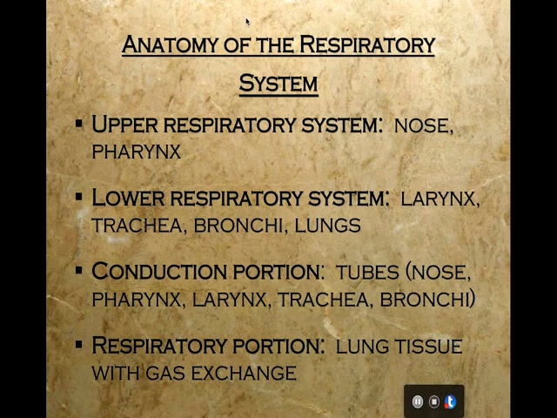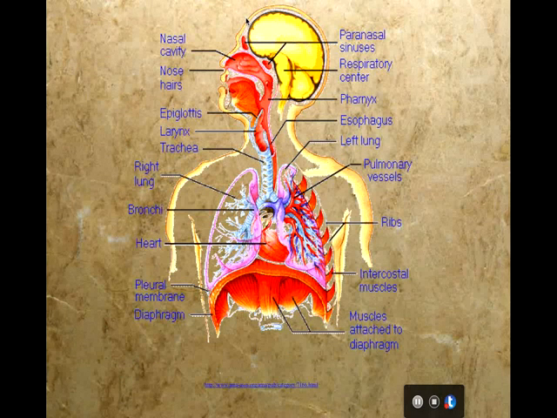If we divide them on function, we have the conduction portion and the respiratory portion. The conduction portion includes all of the tubes: the nose, pharynx, larynx, trachea, and bronchi. The respiratory portion is where gas exchange occurs in the lung tissue itself. This illustration shows the major components of the respiratory system.